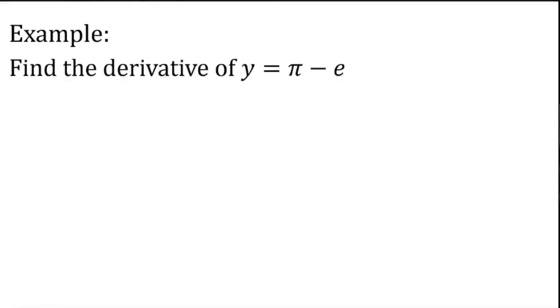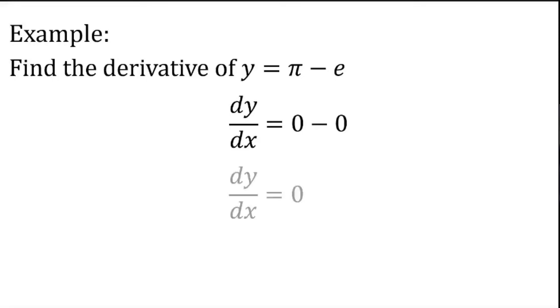Another example, find the derivative of y equals pi minus e. So, e is also a constant, di ba? Meron siyang certain value na e po na 2.7 something. So, yan ay isang natural number. So, the derivative is also 0.